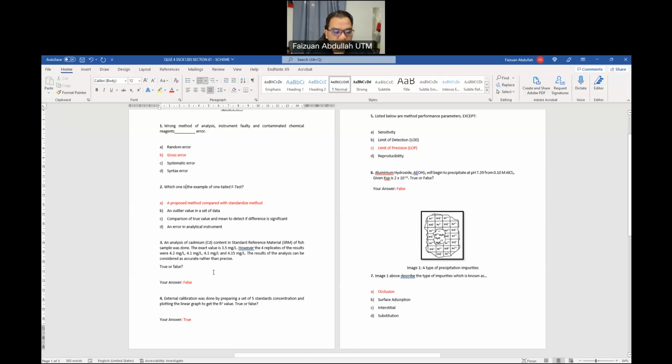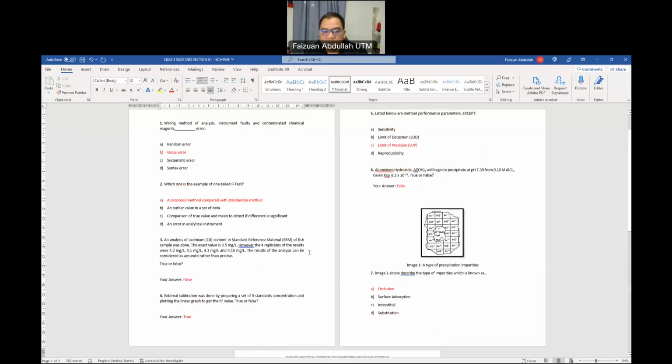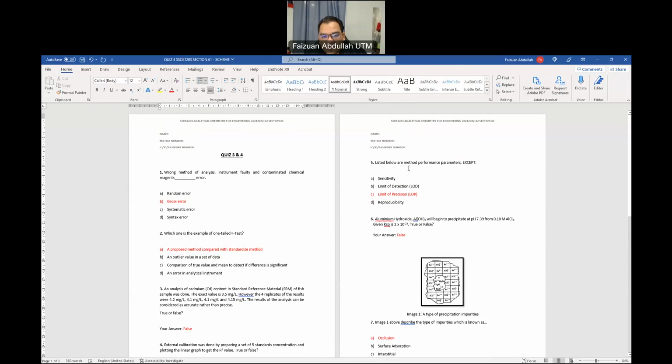It is precise. Question number 4: external calibration was done by preparing a set of 5 standard concentrations and plotting the linear graph to get the R square value. True or false? Of course, in calibration, we prepare calibration solutions with standard concentrations, not adding them into a sample matrix, so it is external calibration. So it is true.